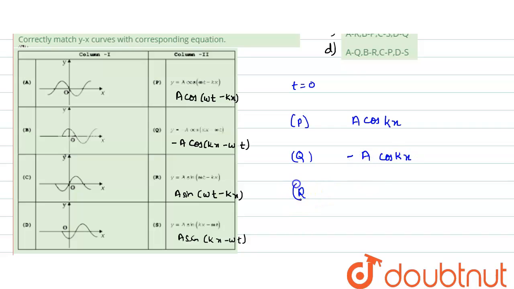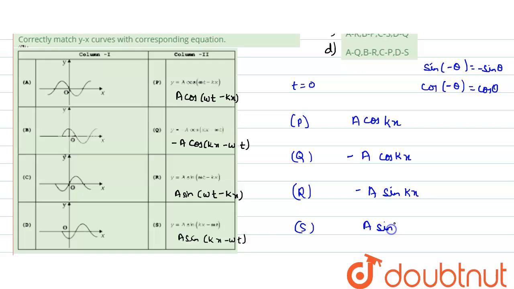In r, if we put t equals to 0, it would be a sin of minus kx. So sin of minus theta would be equal to minus sin theta, but cos of minus theta is equal to cos theta. So cos is an even function and sin is an odd function. So here if you put t equal to 0, the minus would come outside, so it would be minus a sin kx, and in the D option, in the S part, if you put t equal to 0, it would be simply a sin kx.